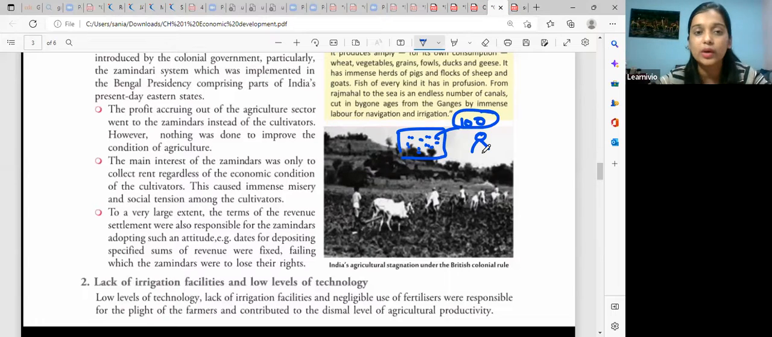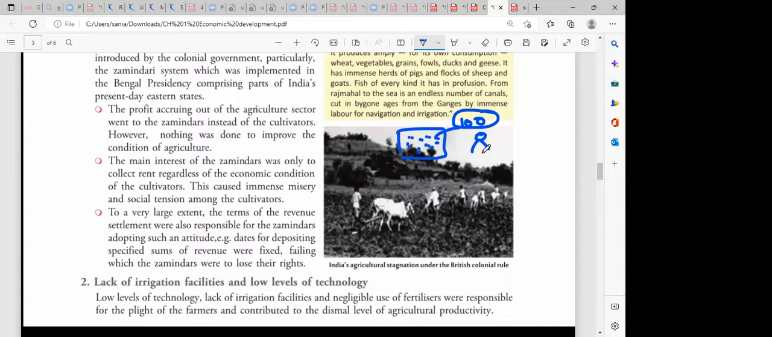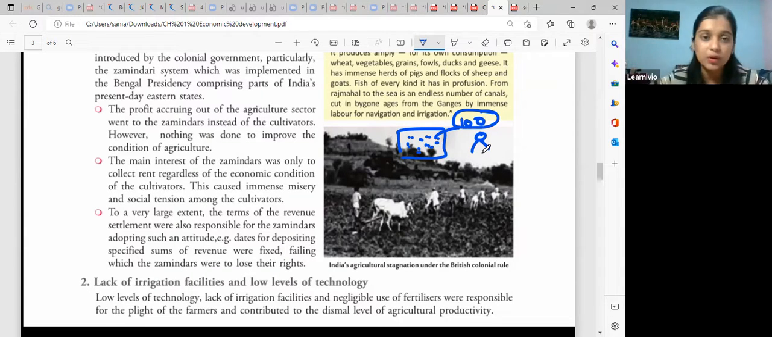For example, you people are working hard, you are learning day and night, but I am giving marks to somebody else and I'm giving 0 marks to you. Will you work from next time? No. So this was the situation: people were so frustrated that whatever hard work they were doing, the profit was going to the zamindars.